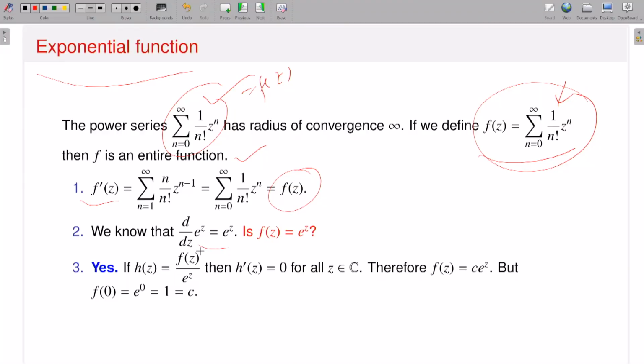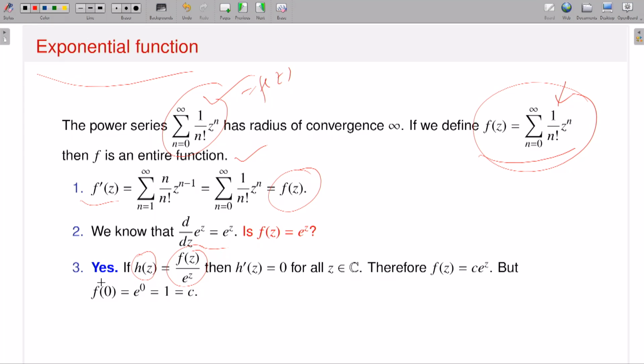To do that, I consider a new function h of z, which is f of z divided by e to the power z. f is entire, e to the power z is entire, and the quotient of two entire functions is an entire function, so h is an entire function. Now if I take the derivative h prime, you can conclude that h prime is equal to 0, because f prime is equal to f and the derivative of e to the power z is e to the power z. So what I have proved is that the derivative of h vanishes on the entire complex plane. The complex plane is a nice domain, a simply connected domain.